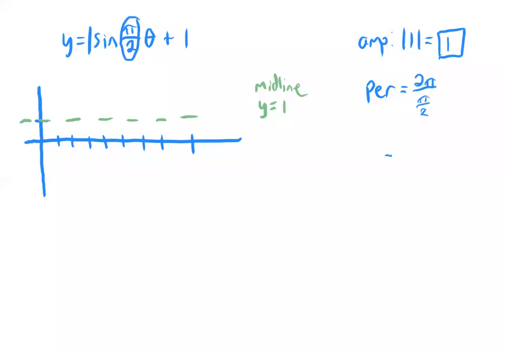So dividing by pi over 2 is the same as timesing by the reciprocal, 2 over pi. The pi's are going to cross cancel. So you're just left with 2 times 2, which equals 4.